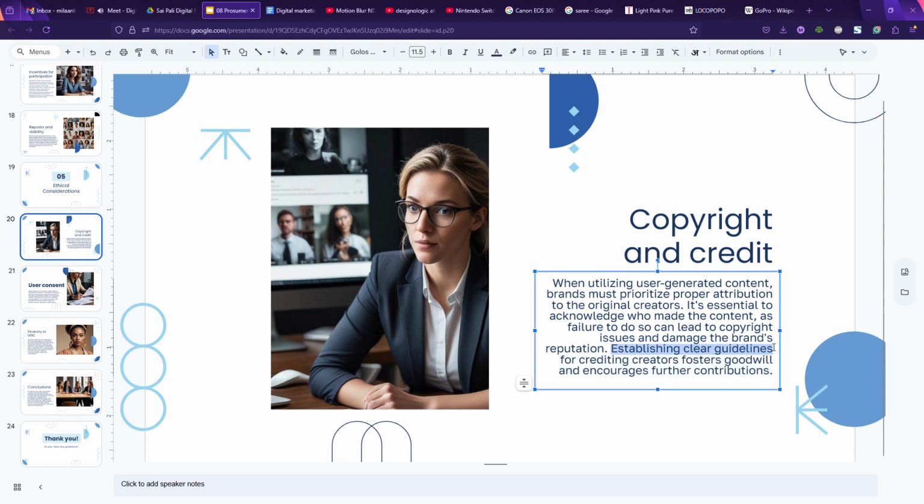Establishing clear guidelines, as in we have to set clear expectations for those who are sharing the content, user generated content. So we have to let them know what they will be getting, and how we are going to use their content.